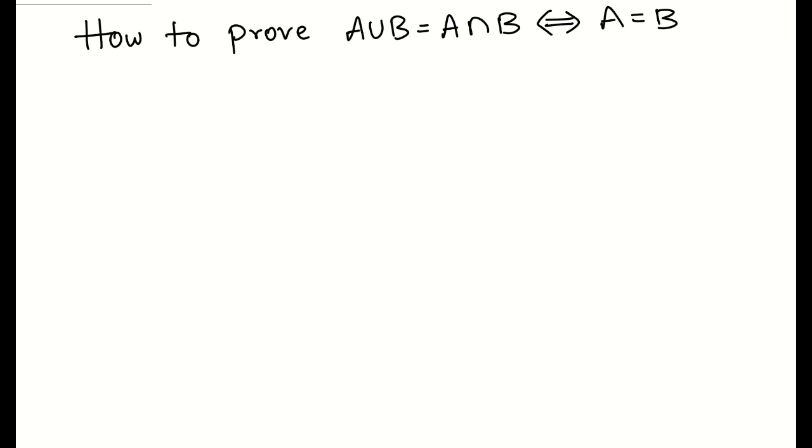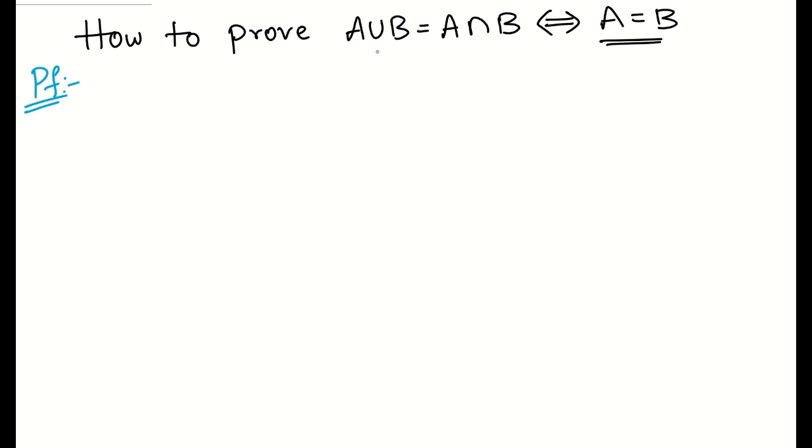First of all, now let us see how to prove A union B is nothing but A intersection B. This is true if and only if A must be equal to B. If this is true, we can say that A union B must be equal to A intersection B. For proving this, what do we need to do? We will be doing this in the first two steps. What are the first two steps here?